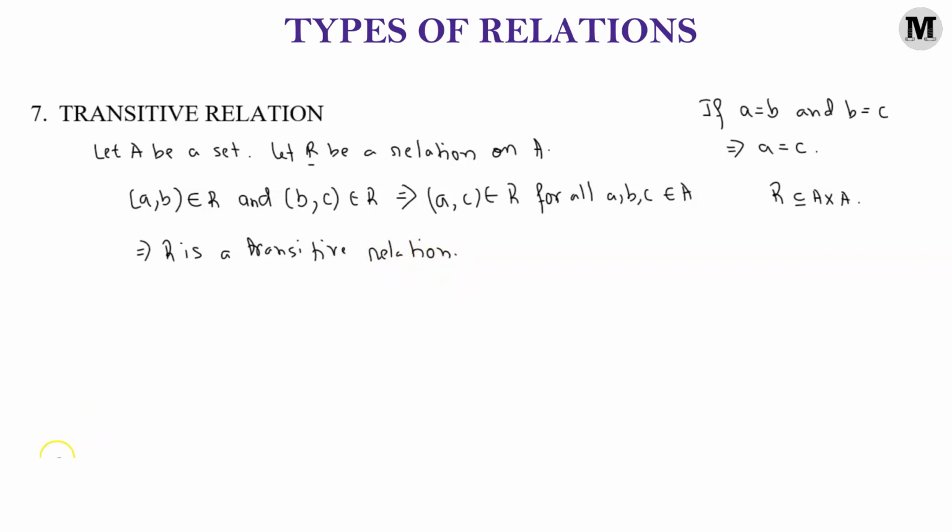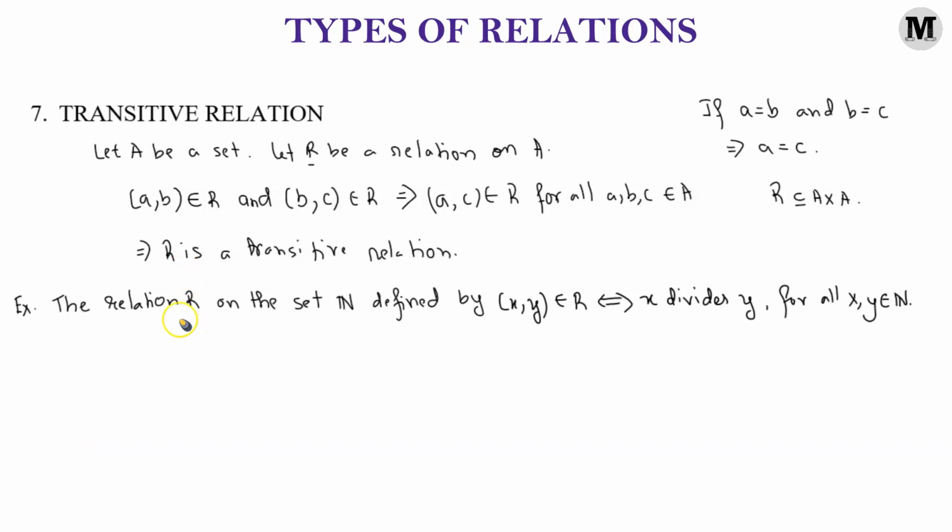Okay, fine. Let's try to understand this with the help of an example. Here we have a relation R on the set of natural numbers N, defined by the ordered pair (x, y) belonging to the relation R if and only if x divides y, for all values of x and y belonging to the set of natural numbers. We have to show that this R is indeed a transitive relation. So how shall we do that? We're going to first consider three numbers. Let these three numbers be x, y and z, which are natural numbers belonging to the set of natural numbers.